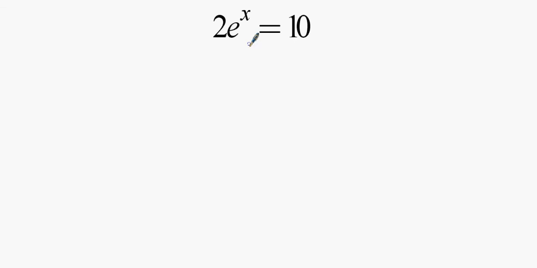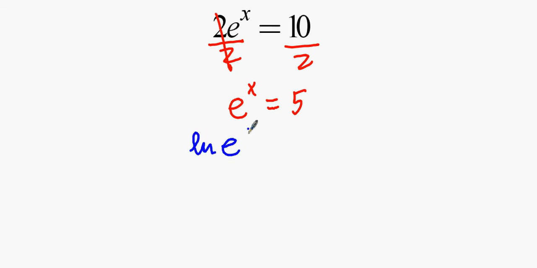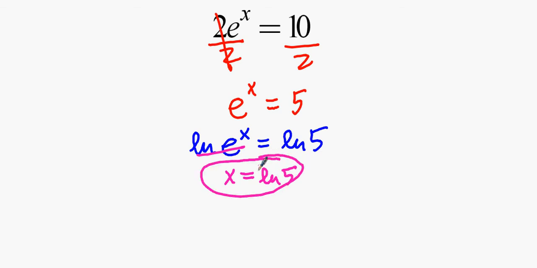The next one, again, 2e to the x equals 10. Divide by 2. So we have e to the x equals 5. Now I'm going to take a ln of both sides. So ln e to the x equals ln 5. When I take natural log, that helps me get rid of e. So x equals natural log 5. And we're done.